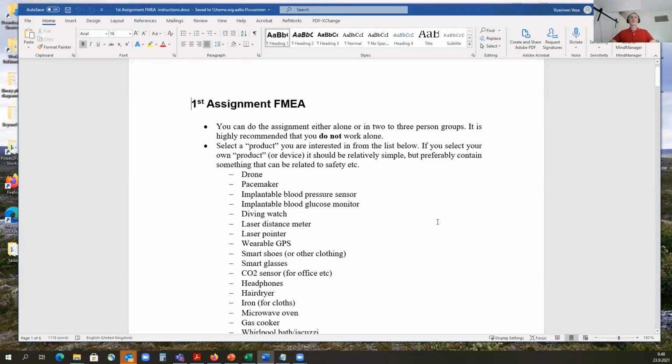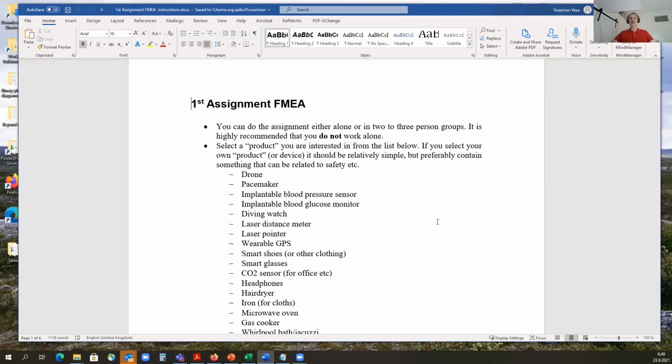So now, first of all, you can do this first assignment either alone or in groups. And it is really, really highly recommended that you don't do this work alone. But I will allow that because I know that some of you might be abroad, which of course makes group work not that easy. Some of you might work during the studies, so it's not that easy to, let's say, agree on meeting schedules and so on.